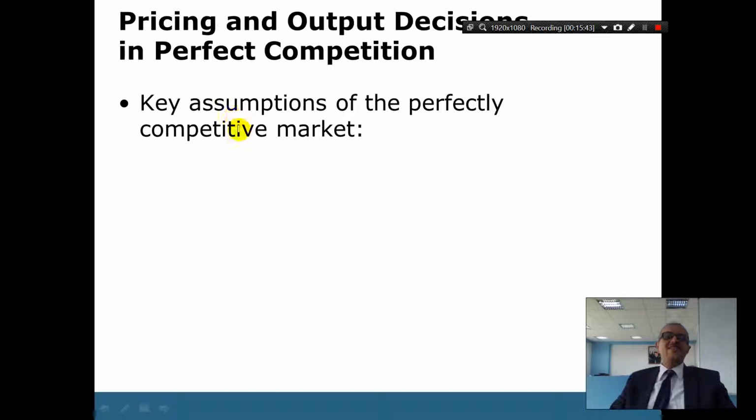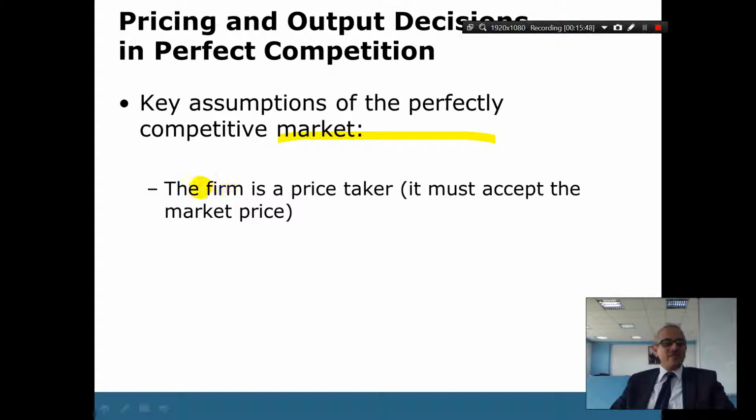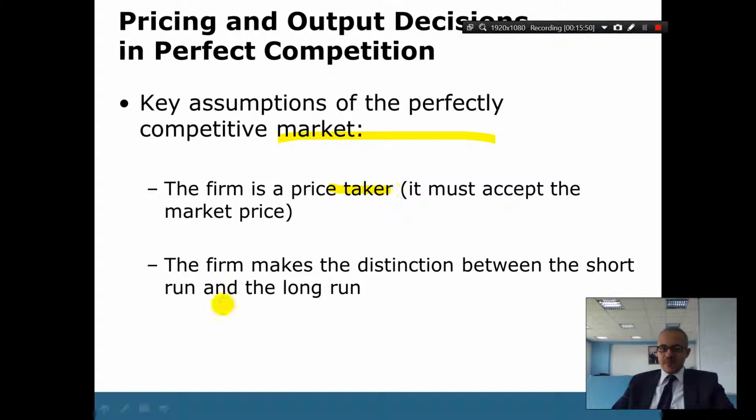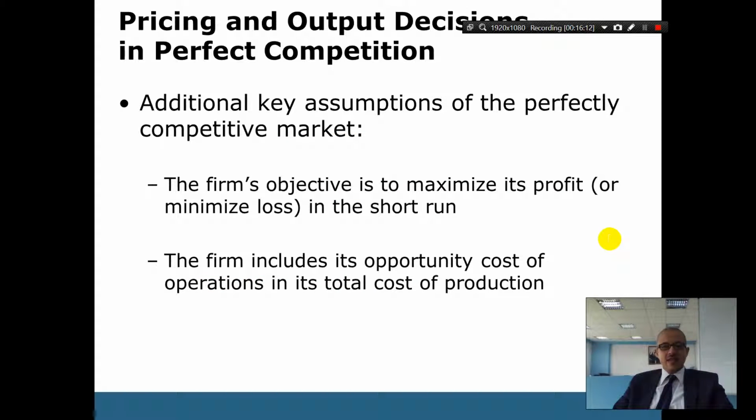So here are some of the key assumptions about perfectly competitive markets. We've got here the firm is a price taker, and the firm will make a distinction between the short run and the long run. You guys understand what's the difference between a short and a long run? Normally in a short run we have only one variable that changes. But once we start to see 2 variables change at the same time, it is normally a long run. So let's see what happens here.